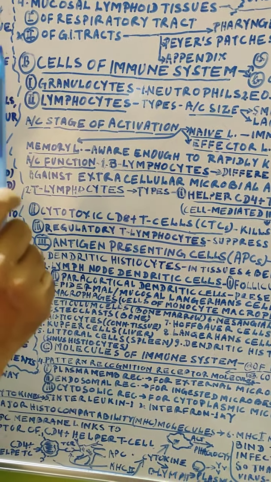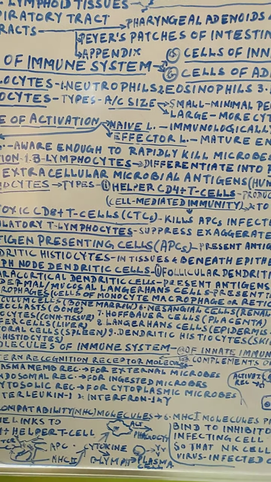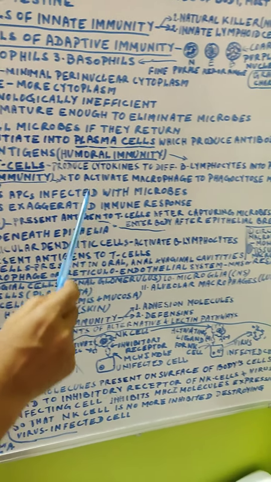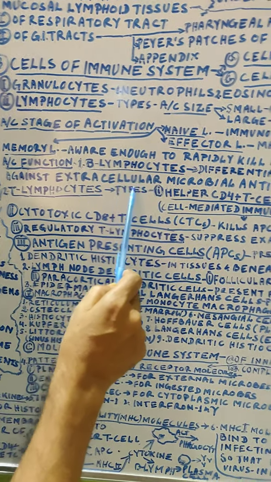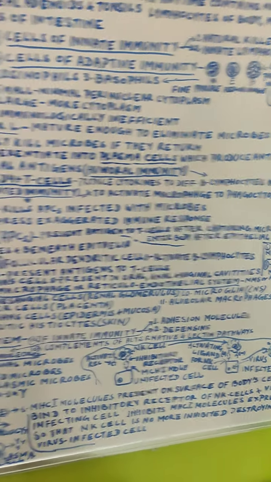Now the types of the lymphocytes according to the function. They may be B lymphocytes, which differentiate into plasma cells which produce antibodies against the extracellular microbial antigens, and this is known as the humoral immunity.